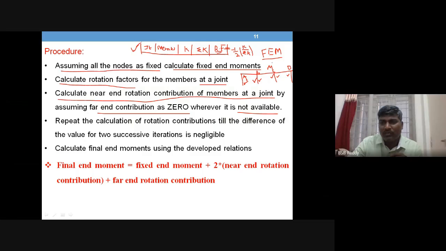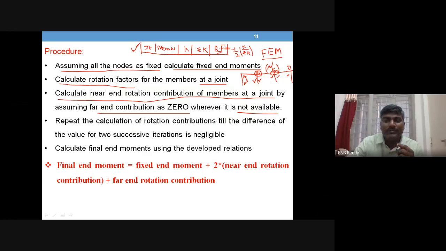But all rotation contributions might not be required in some cases. For example, if A is fixed, you don't have rotation contribution, because it won't rotate, so it is zero. Only in other cases you have to calculate rotation contributions of the members at the joint.